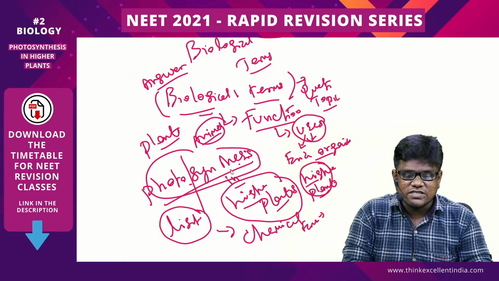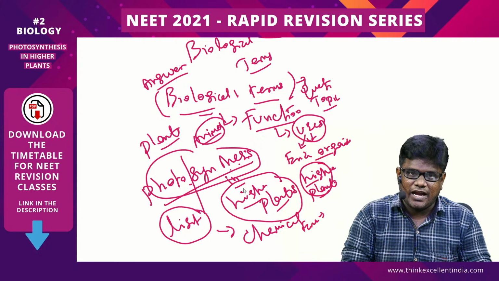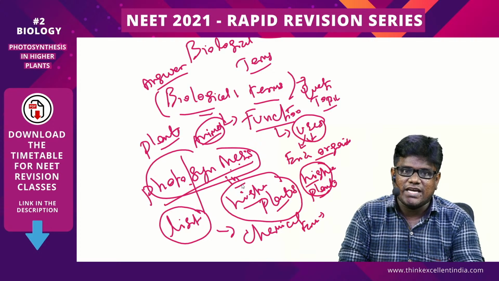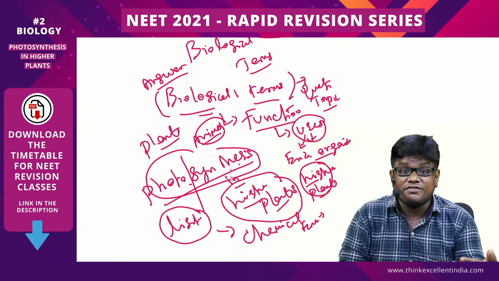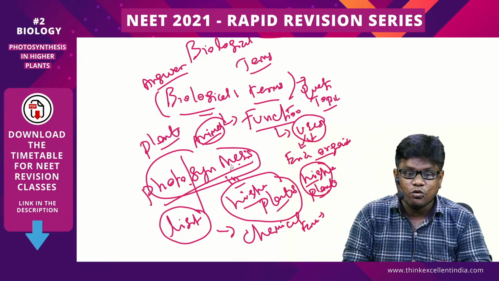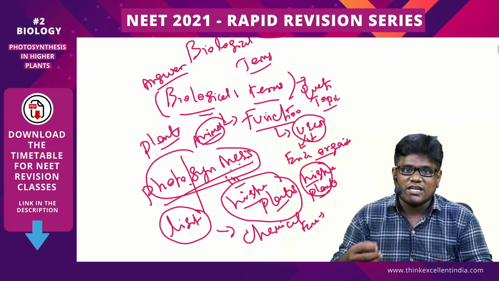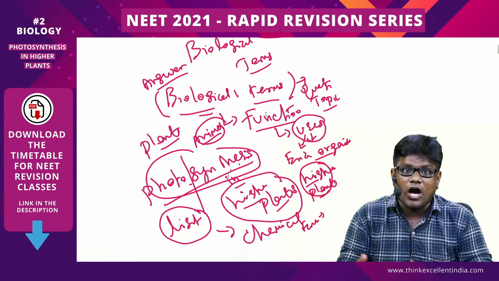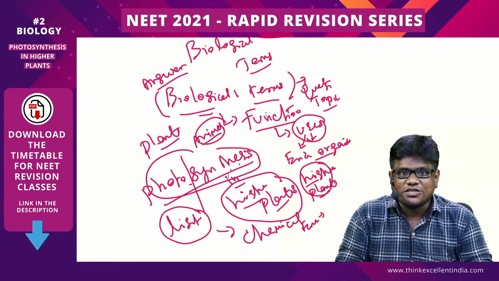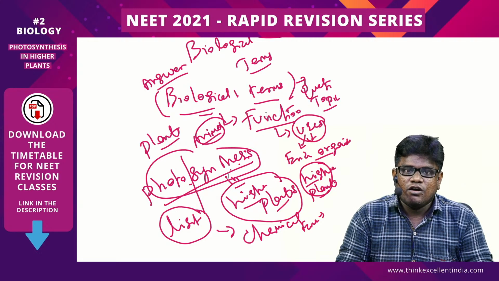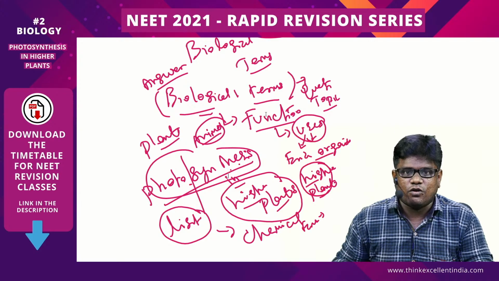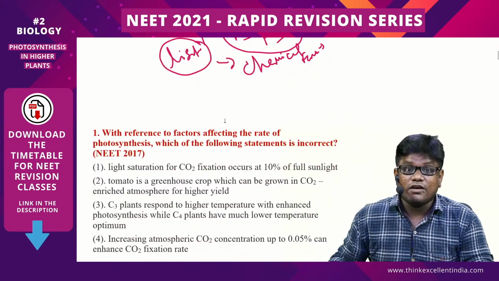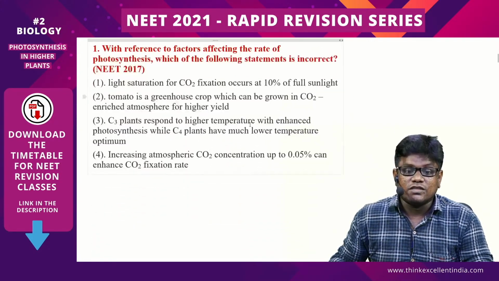So in photosynthesis, light is absorbed and chemicals are synthesized, and those chemicals are utilized for physiological processes. The physiological processes of plants include respiration, growth, hormone secretion, reproduction, as well as transport. Those are all plant physiological processes. Today we are going to talk about photosynthesis.